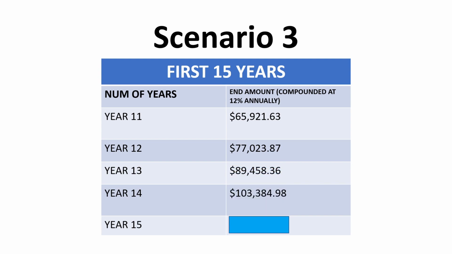End of year 14, we've just now hit 6 figures, so $103,384.98. And this number is going to be even higher than the number in the thumbnail. So end of year 15, we have got $118,982.80. Some people may think that this number is too low. Some people may think that this number is too high.